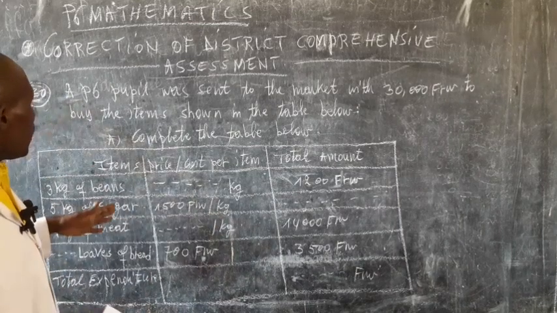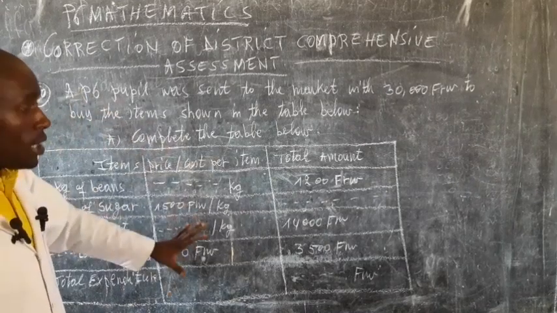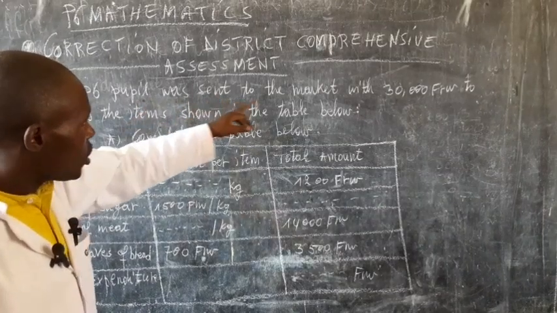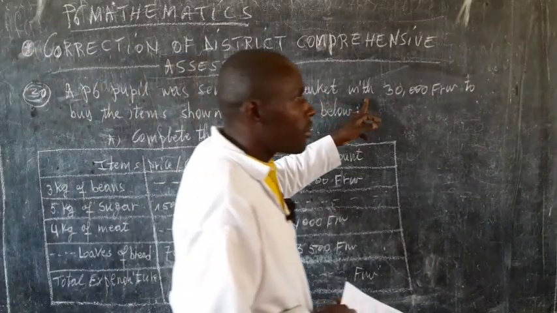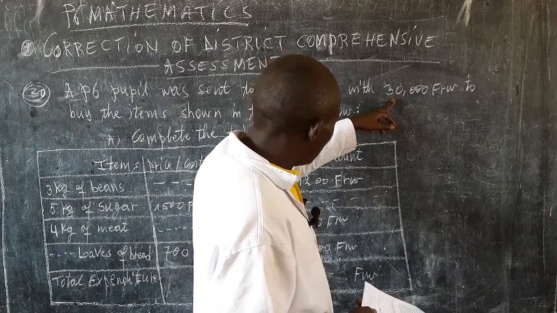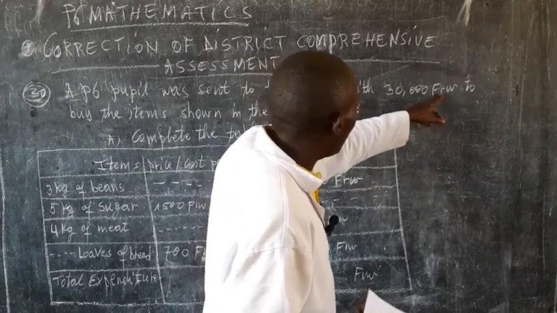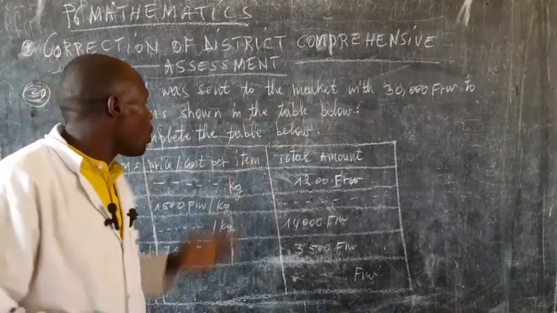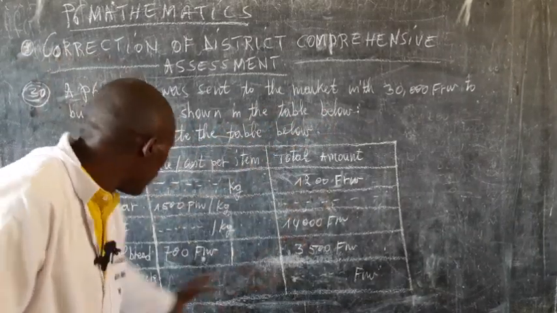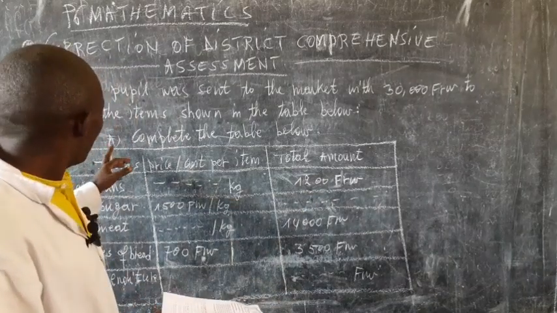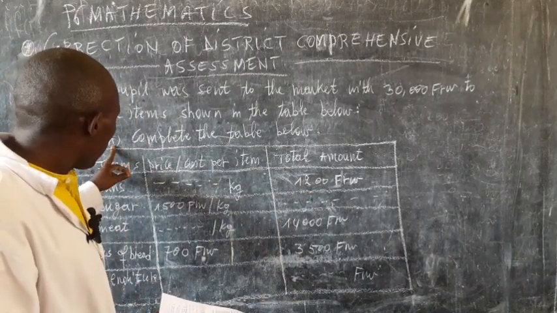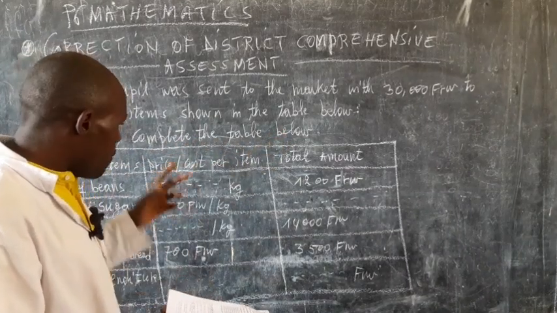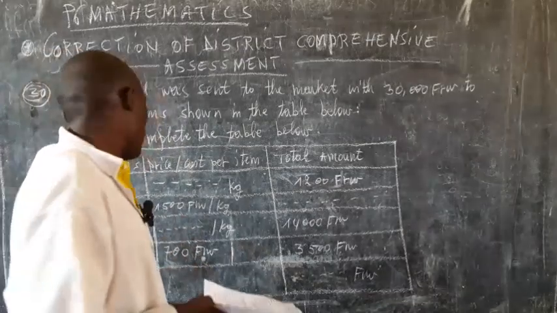So we have been given an assessment to be solved. A P6 person was sent to the market with 30,000 francs to buy the items shown in the table below. The table below is this one, as you see. Question 1. A. Complete the table below. Complete the missing numbers in the table.